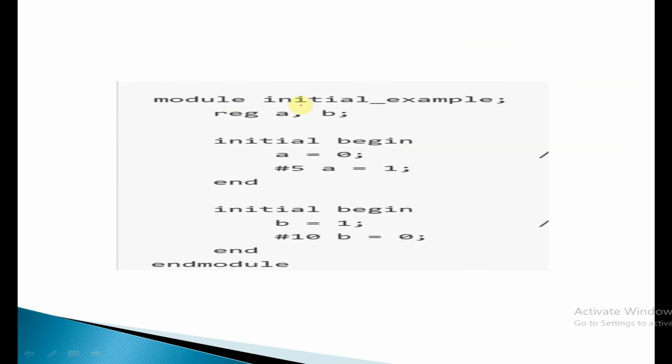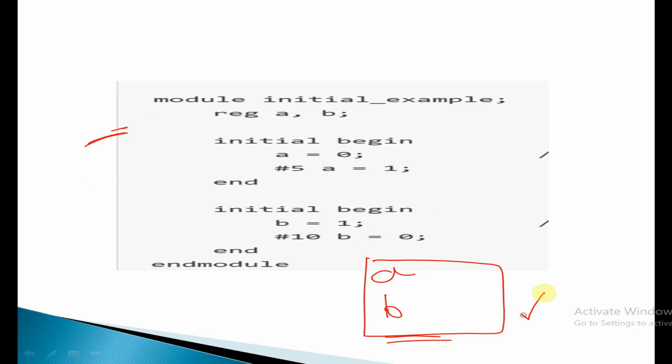This is one more example, module initial_example. You can implement this in your tool, and check what values we are getting for a and what values we are getting for b, and please post it in the group. This is a small assignment, you can try it out. You can take a screenshot. This is also present in the ppt, you can check the slide number. Try it in your compiler, and tell me the values of a and b and at what time unit we are getting them.